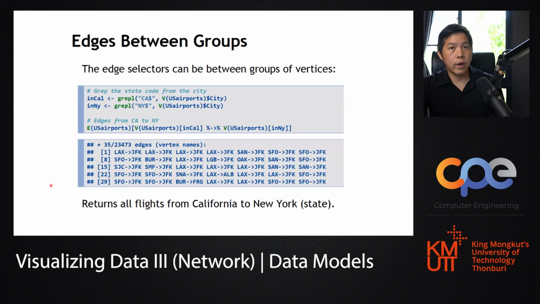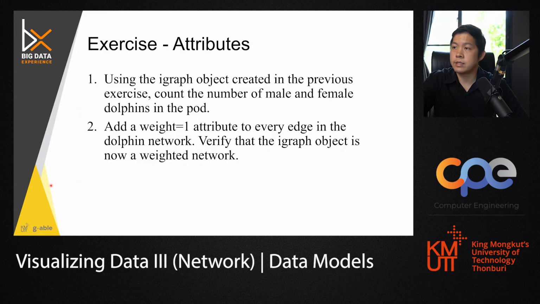Okay, so these are the ways that you can manipulate the graph and extract part of the graph out. Now is your exercise. What I want you to do is to count the number of male and female dolphins in the pod, in the data, and add weight equal 1 attribute to every edge in the dolphin network, and then verify that you get that out. I'll give you about 5 minutes for this one. So there will be no break today, because it will be like this: I will show you how it works, and then now it's your turn to work on it. It shouldn't be hard here. Actually, I think just 3 or 4 commands allow you to do that. Okay, from the previous slides, now your turn.